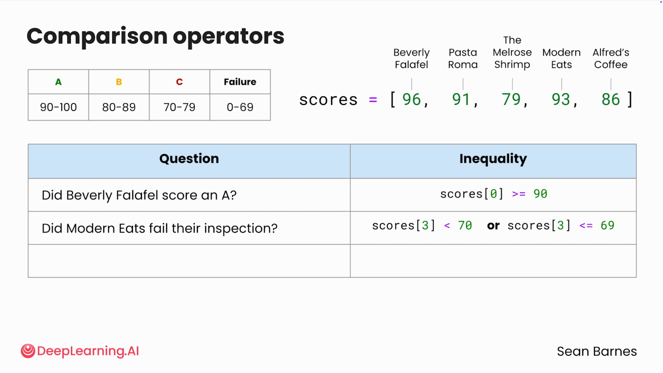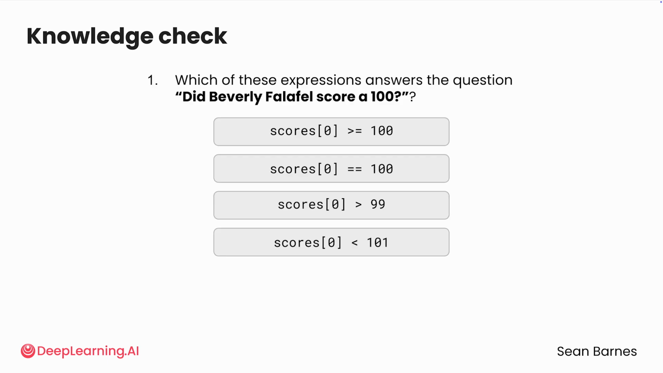This inequality answers the exact same question, assuming the scores are of type integer. Notice that if the scores were floats, the second expression wouldn't work, since values like 69.5 would be counted as passing inspection. Did Pasta Roma score exactly 90? You could use the code scores[1] equals equals 90. Let's put your knowledge to the test. Did Beverly Falafel score 100? The correct answer is scores[0] equals equals 100. Excellent work with comparison and Booleans. These operators allow you to make decisions in your code using conditionals. Follow me to the next video to see how.